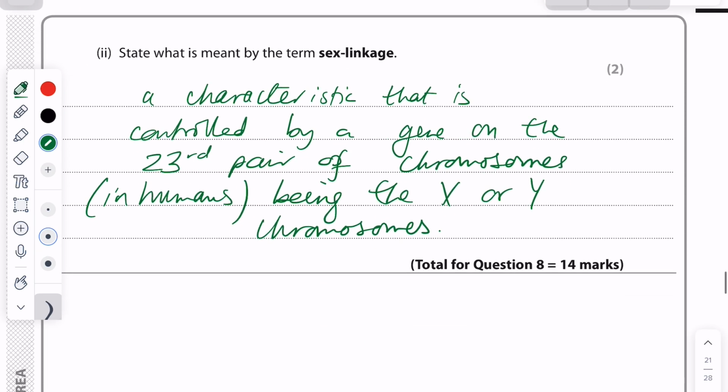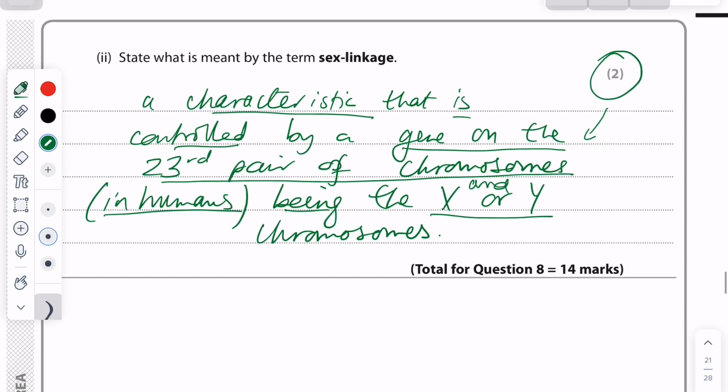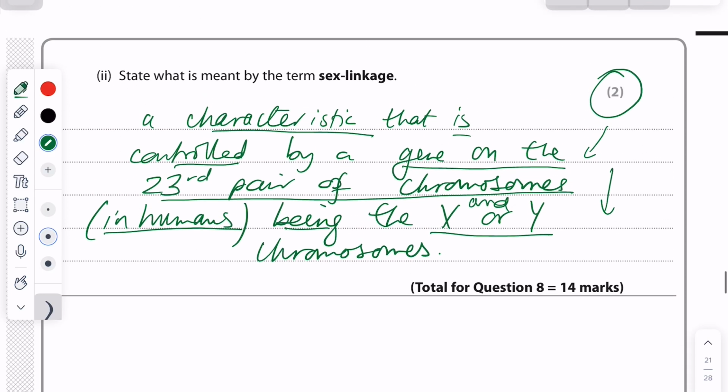All right, state what is meant by the term sex linkage. So a characteristic that is controlled by a gene on the 23rd pair of chromosomes, that's in humans at least, being the X or Y chromosomes, or X and Y chromosomes. Okay, so looking at those 2 marks, characteristic is 2 marks, so maybe it looks like there's a 1 mark there. I wonder if the mark scheme is going to have something a little bit extra for two marks there. I don't know.